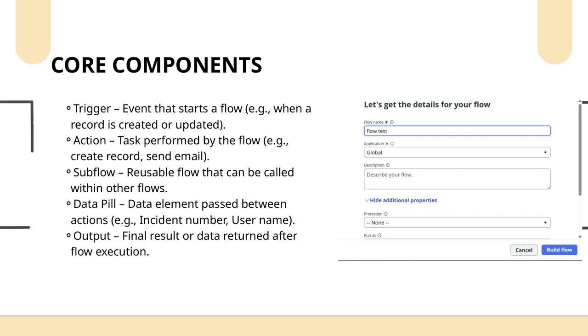Data pill is another key component. Think of it as the data element that gets passed between actions. It could be an incident number, a username, or any piece of data that needs to flow through the process. Finally, we have the output. This is the final result or data that comes back after the flow has run. It's what you get at the end, like a confirmation message or a piece of data that can be used for the next step. Understanding these core components helps us see how flows are structured and how they work together to automate tasks seamlessly. This foundation is essential as we build more complex and efficient automation solutions.